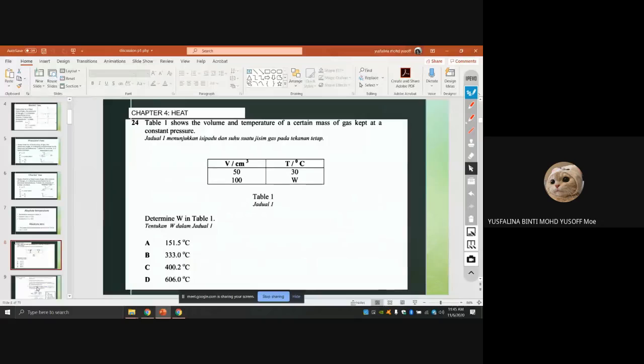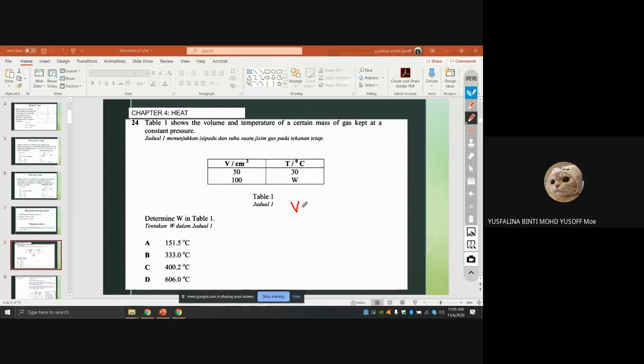Okay, so let's see the question. Chapter 4, right? Table 1 shows the volume and the temperature of a certain mass of gas kept at a constant pressure. So this one is actually Charles' law, right?